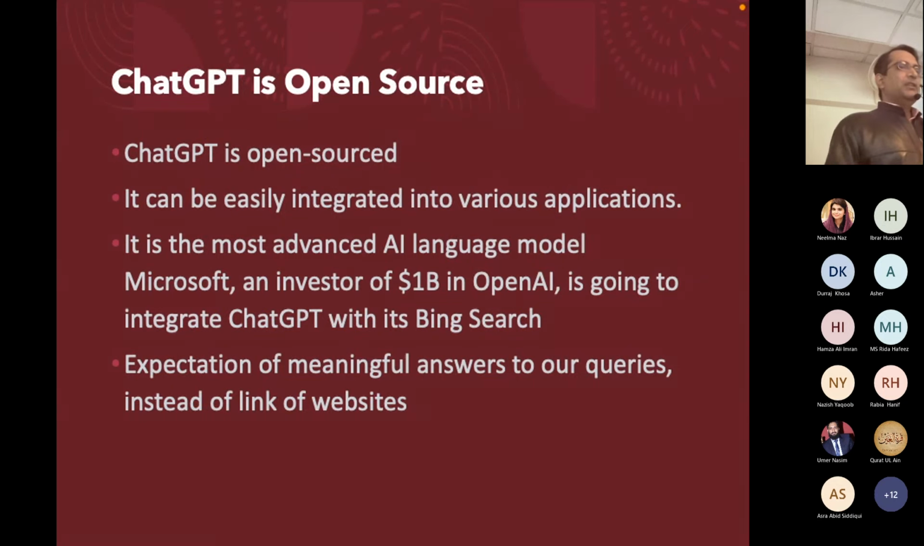Anyways, ChatGPT is open source. It can easily be integrated into various applications. Okay, you can go to the website of ChatGPT, and then they provide you APIs for that. And it can be easily integrated. It is most advanced AI language model. Microsoft invested $1 billion in OpenAI and is going to integrate ChatGPT in Bing search.